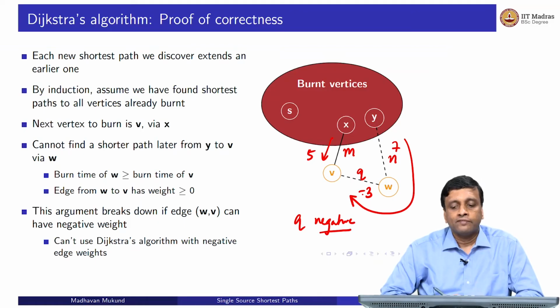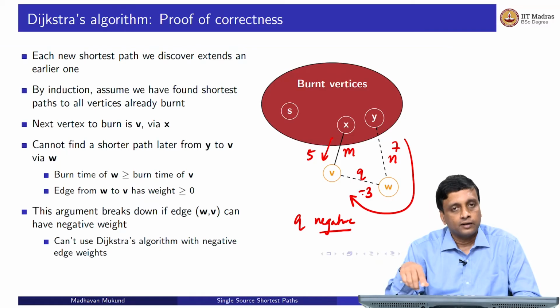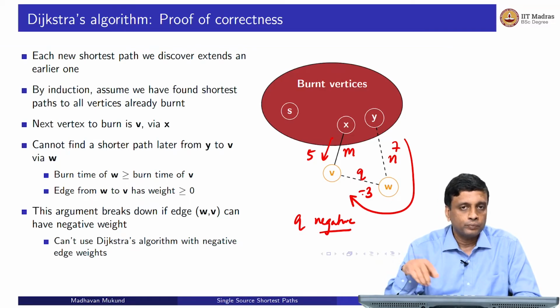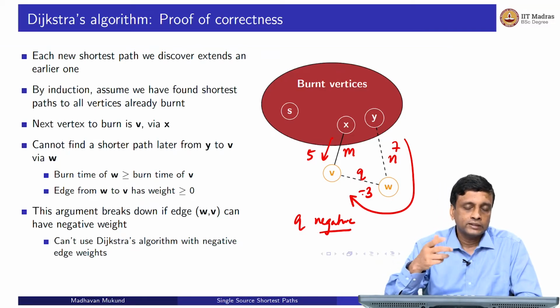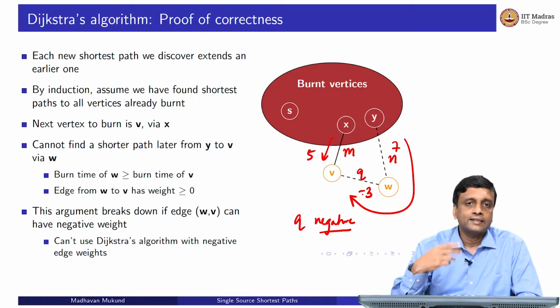Only if we have no negative edges can we guarantee that this particular greedy rule of Dijkstra, to pick the shortest vertex, shortest time to burn available to me right now as the next vertex to burn, is correct. Right? So we cannot use Dijkstra's algorithm with negative edge weights, because this argument will not work anymore.